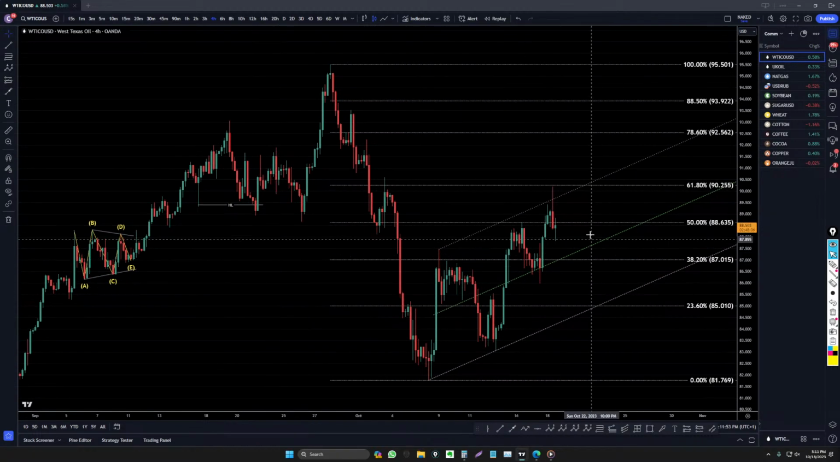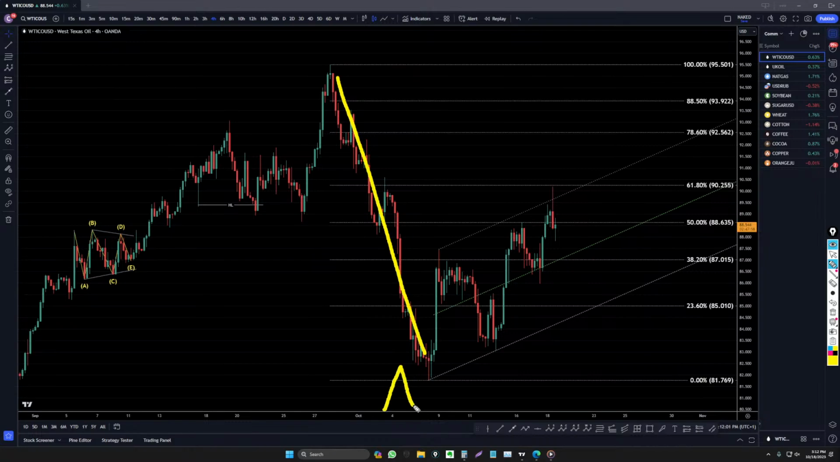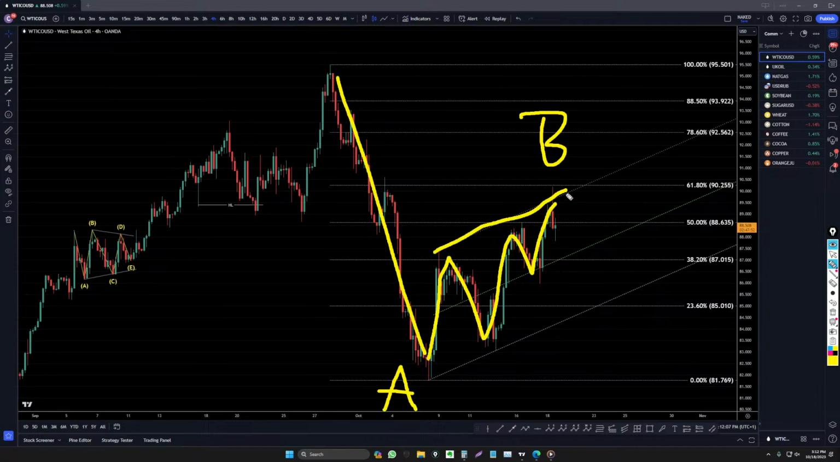Ooh, look at that. We touched that level perfectly today. Nice. Boy, that could be forming a short. That looks like an A. This looks like an overlapping correction for the B. We just hit that base channel line perfectly, and we just bounced off these fib levels perfectly. This could possibly be going down to make that wave C now.